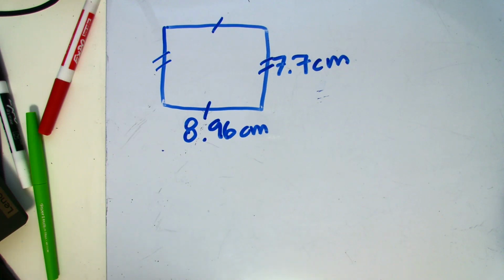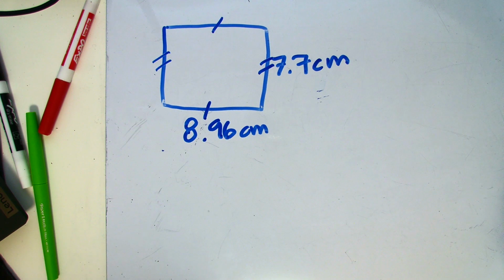In this video, I'm going to review area and perimeter of rectangles. The only difference is that instead of working with whole numbers or fractions, we're going to be working with decimal numbers. Okay, so let's look at perimeter first.